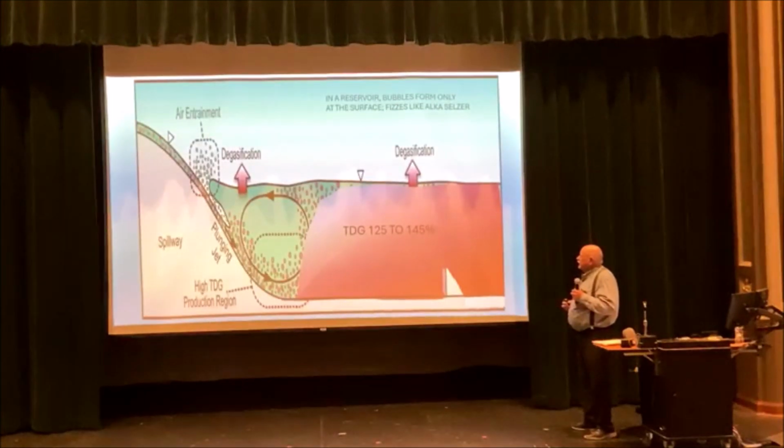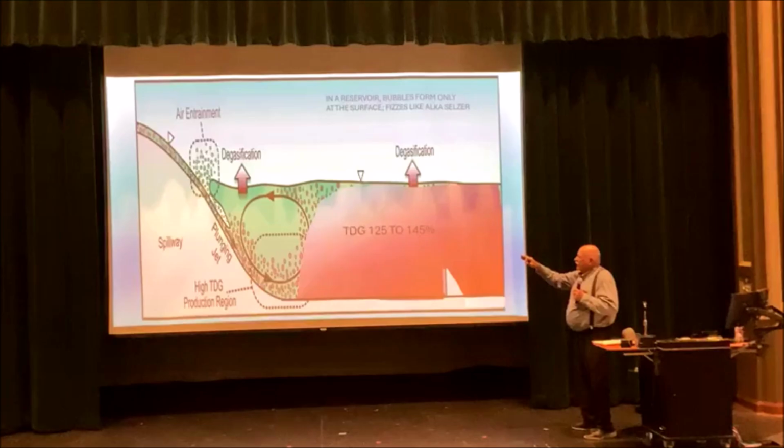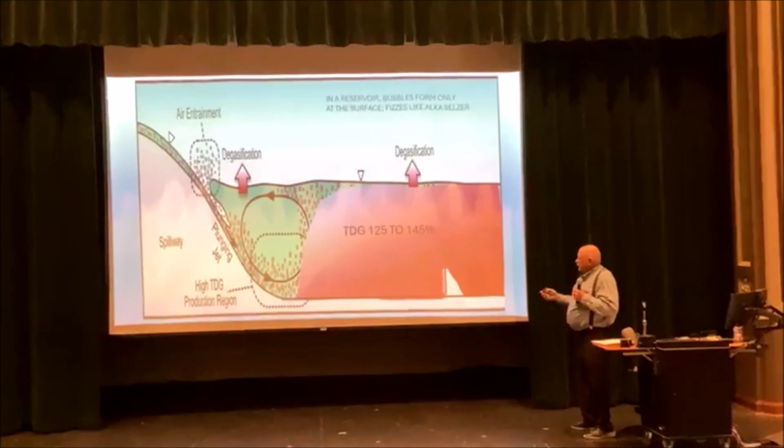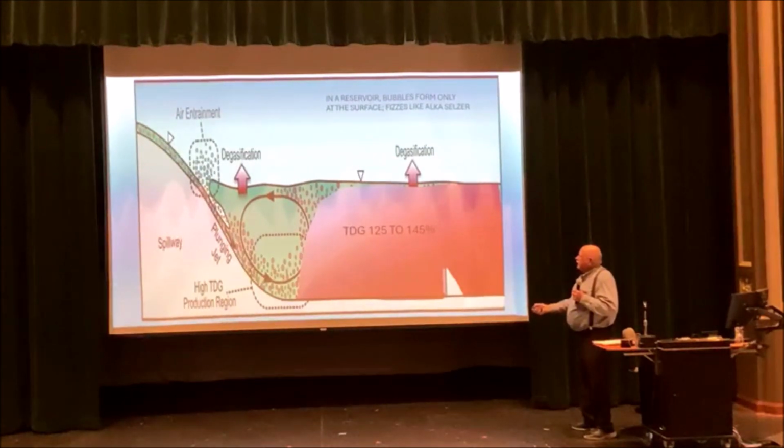At a spillway, this is what happens. Water coming over the spillway is at normal saturation level. It comes down and rolls back on itself, and as it does, it entrains air that comes down and is carried down to depth. So any bubbles that are in there are then forced into solution.